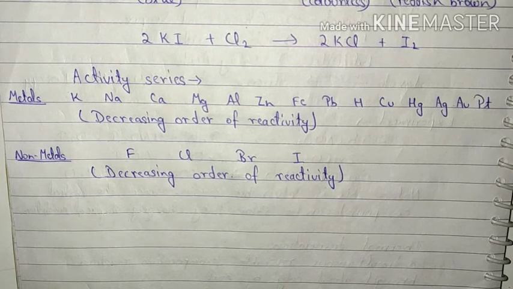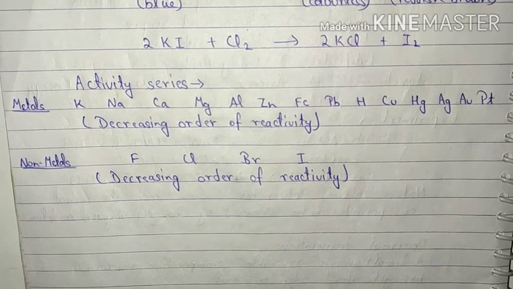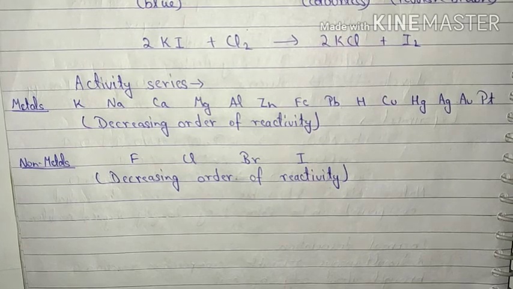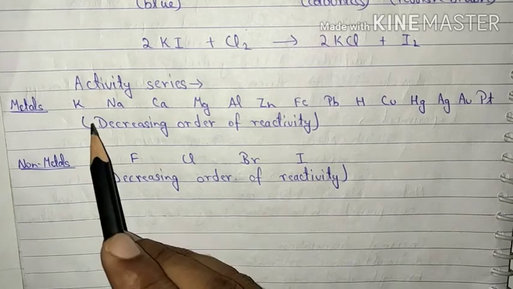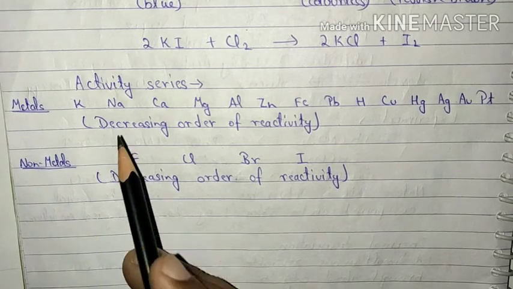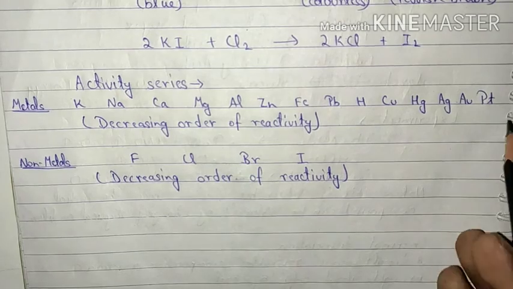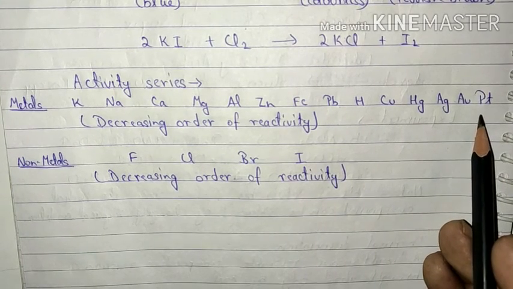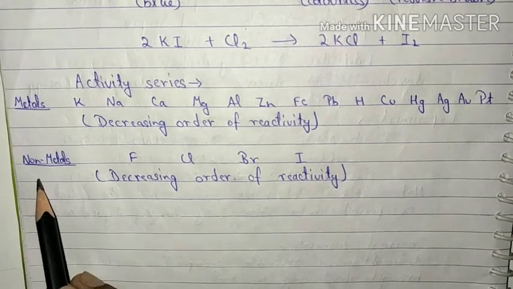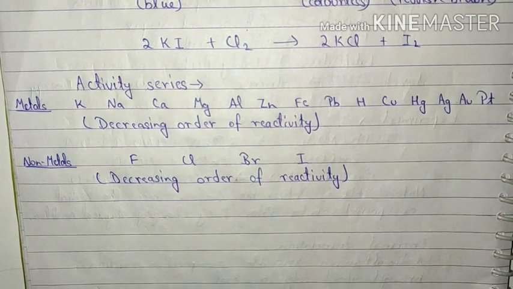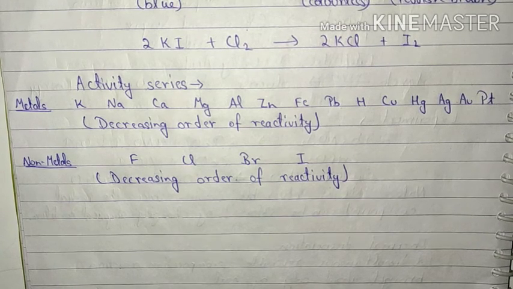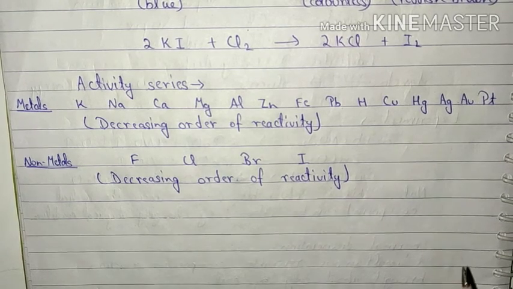Let's have a look at the activity series of metals and non-metals. You have already studied this in previous class. It has been written in decreasing order, where potassium has the highest reactivity, then sodium, then calcium, and platinum has the lowest reactivity. Similarly, in non-metals, fluorine has the highest reactivity, whereas iodine has the lowest reactivity. Students, please note that we have taken only certain elements into consideration and not all the elements in the periodic table.